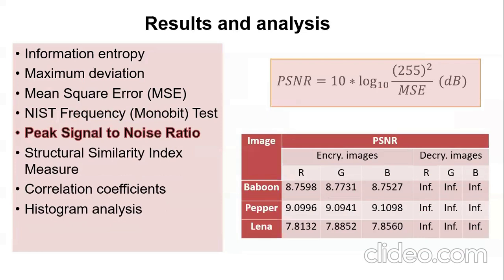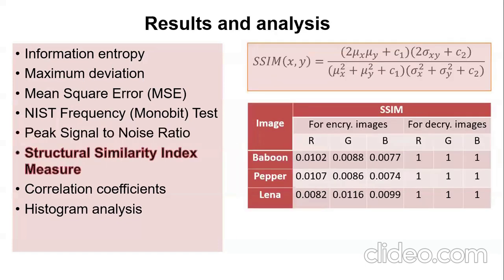Peak signal to noise ratio. Infinite values for decrypted images indicate that the original images are correctly reconstructed at the receiver side. The Structural Similarity Index Measure, SSIM, compares two images based on three important parameters: contrast, luminance, and structure. Its value is between 0 and 1. So a value close to 0 represents that the original and encrypted images are much different.